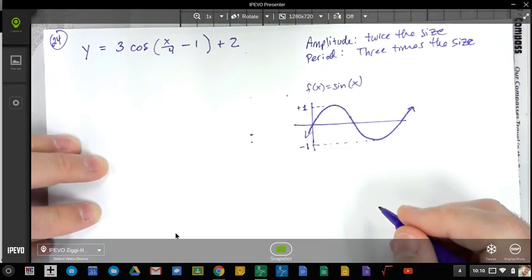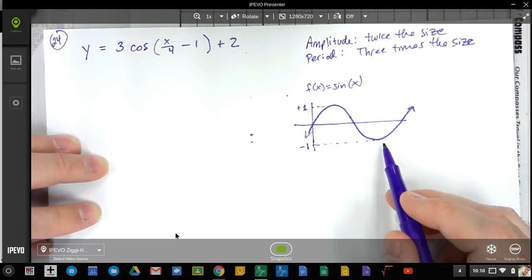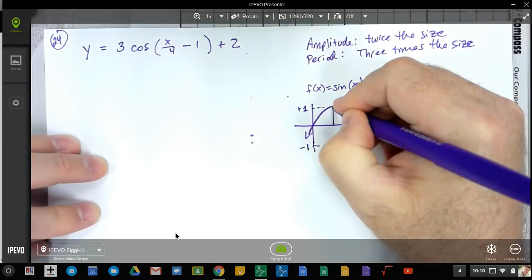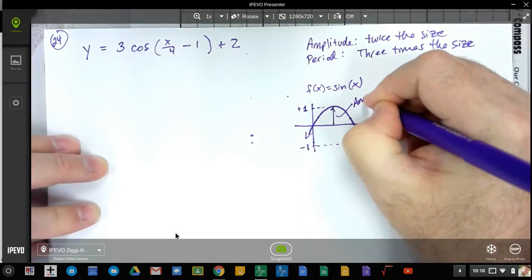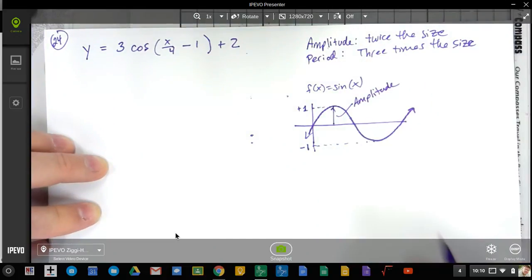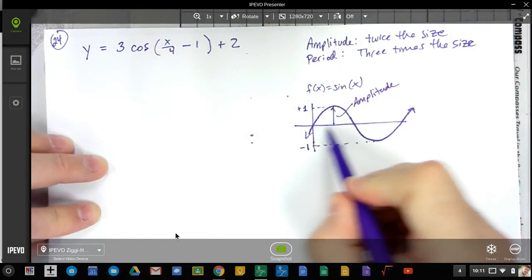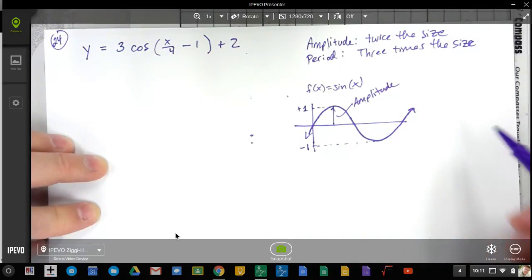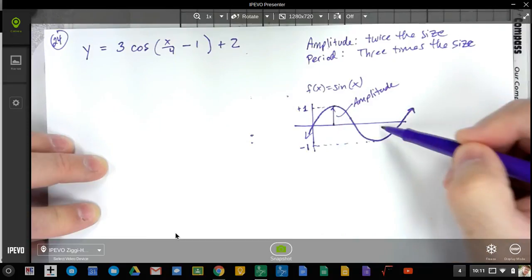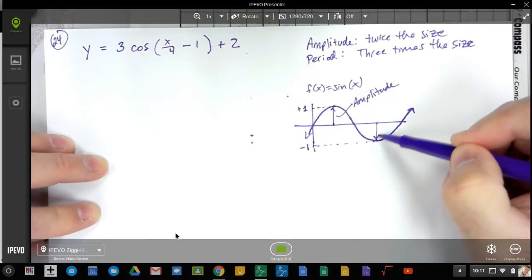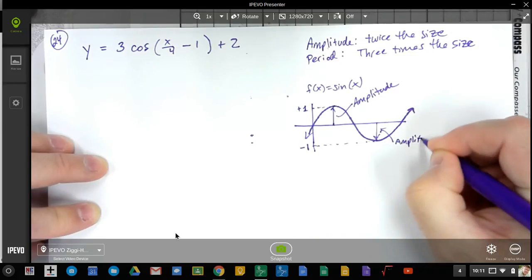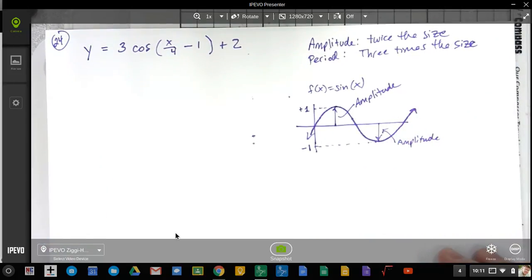Okay. But guys, we know the amplitude. That is your amplitude. Okay. This is your midline. That's the one that your function oscillates about. But how high you go above that, how high below that, that's your amplitude also. All right.